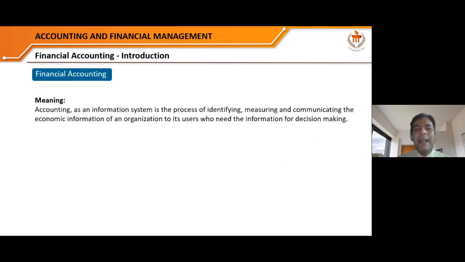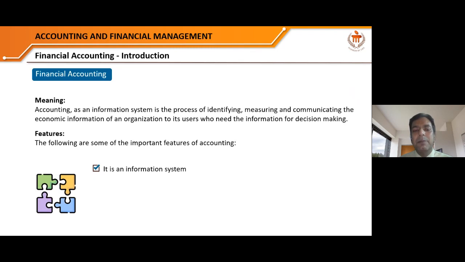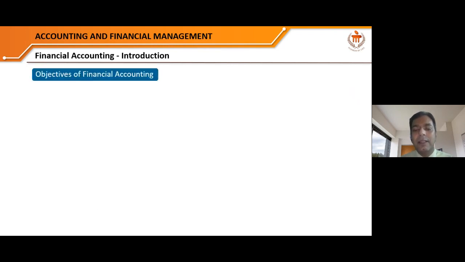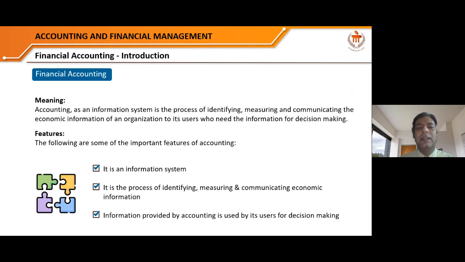Accounting as an information system is the process of identifying, measuring, and communicating the economic information of an organization to its users who need the information for decision making. We have people who anxiously wait for the company's results. There can be management, the company's employees, regulatory authorities, the general public, lenders, creditors. There are a number of people associated with it.